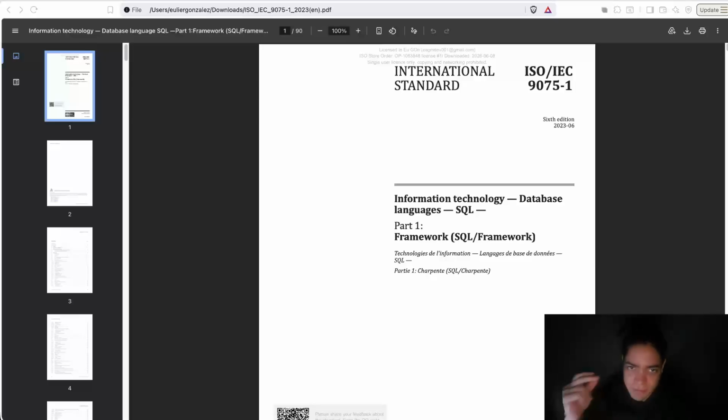Eulier Gonzalez here. So I want to first forgive the lights right now because I have a problem with that, but I know I'm going to solve that hopefully in the next couple of weeks. But in the meantime, I want to explore the SQL standard by reading the preface.